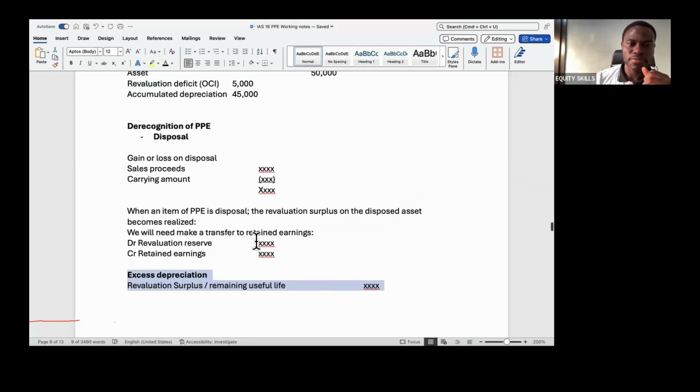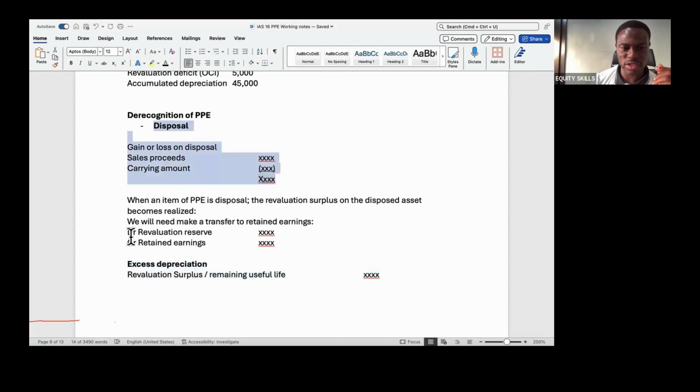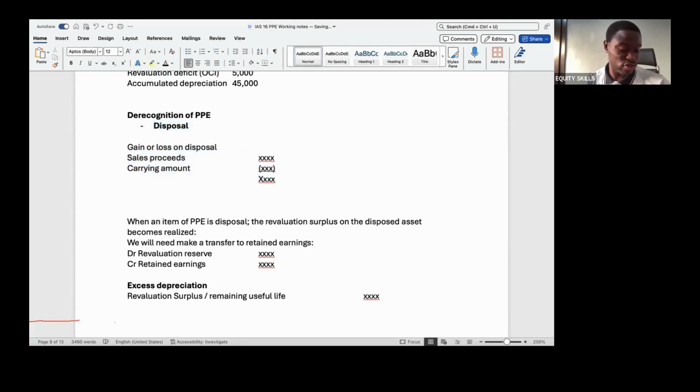Okay. Now, back to disposal, because what's here is when you dispose of an asset in your revaluation reserve. I said when you dispose of an asset, you get a gain or loss on disposal. Remember, I've told you that I will tell you the double entry for everything. So let me tell you the double entry for this schedule.